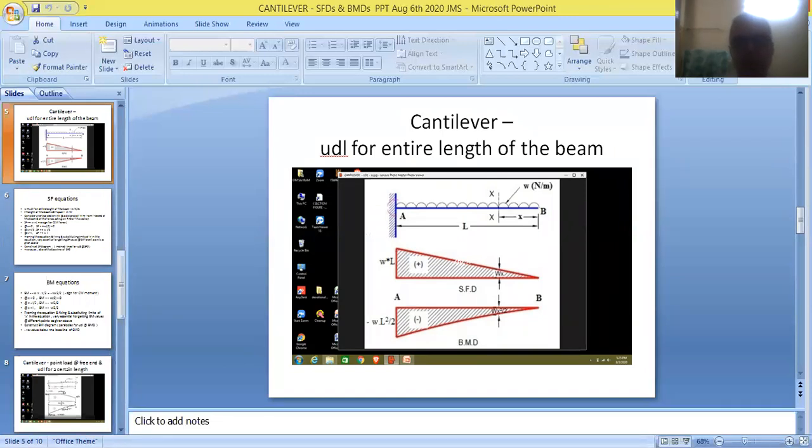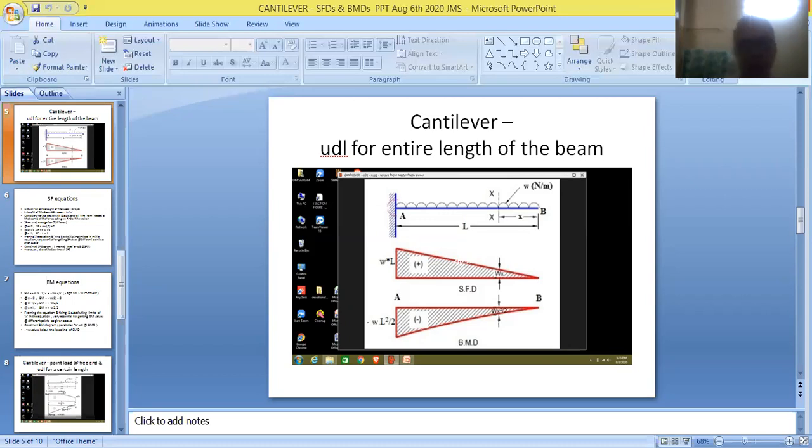So friends, here we have to talk about the cantilever where a UDL is acting for the entire length of the beam. So we can see the arrangement of the cantilever. This is fixed at point A, that is the fixed end of the beam, and this is free at point B, so it is the free end of the beam, and we can see the UDL acting for the entire length of the beam.